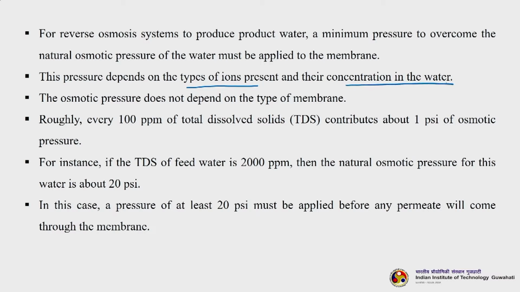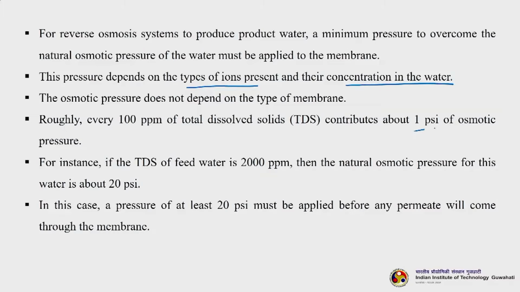As I was just mentioning, please do not think that whenever desalination of seawater or brackish water is happening, it is only sodium chloride. It is not that. There are so many things: magnesium, calcium, chlorine, biofoulants. Apart from that, many other ions of smaller and bigger size are also present. So, the pressure we are applying obviously depends on the types of ions present and their concentrations in the water. Osmotic pressure does not depend on the type of the membrane. This is also very important to understand.